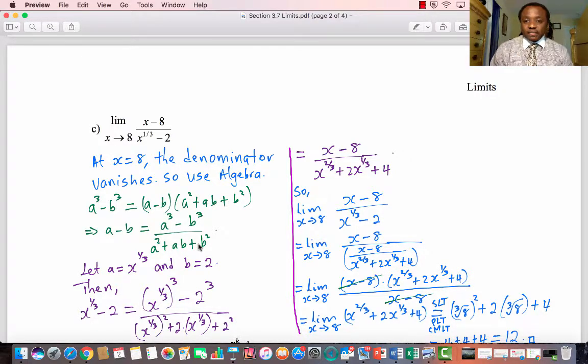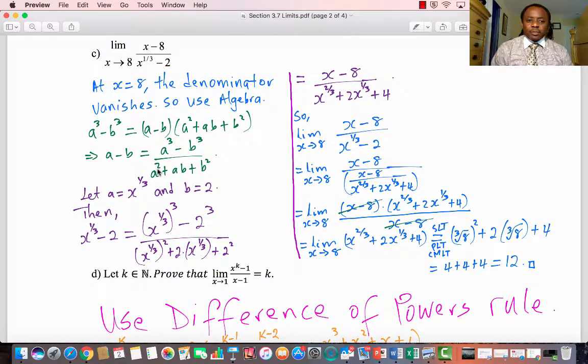We've done this before several times. x to the 1/3 is our a. 2 is our b. So a minus b would be x to the 1/3 minus 2, and the numerator would be x to the 1/3 cubed minus 2 cubed. And the denominator would be x to the 1/3 squared plus 2 times x to the 1/3 plus 2 squared. We are simply using this equation up here, knowing that a is x to the 1/3 and b is 2. And that simplifies to x minus 8 divided by x to the 2/3 plus 2x to the 1/3 plus 4.